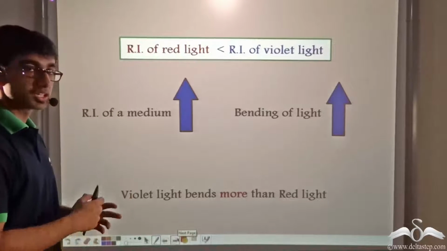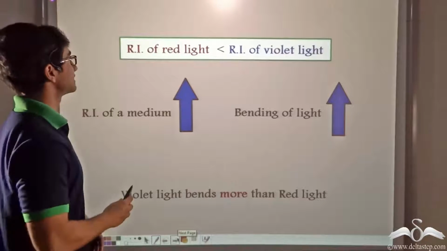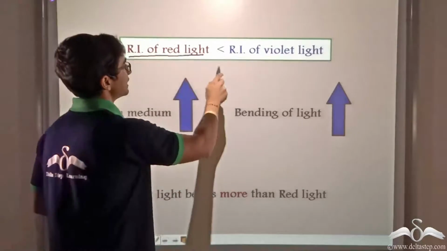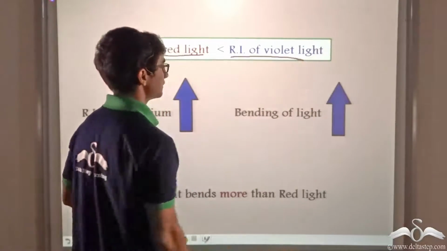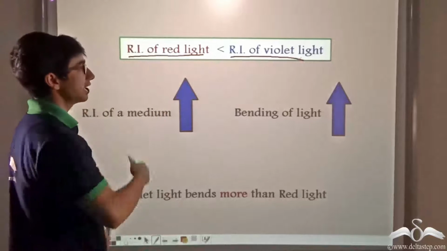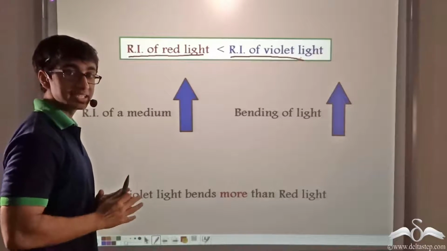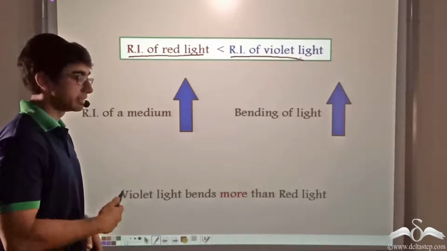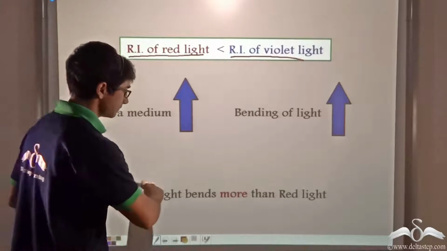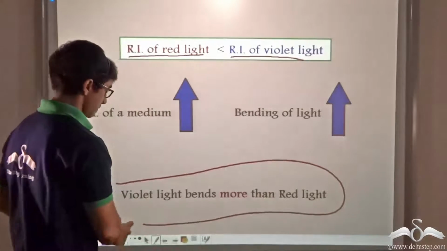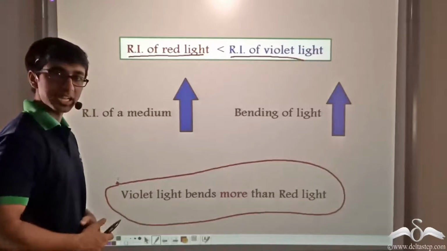So if we come to a conclusion, we can say that since the refractive index of red light is less than that for violet light, the bending of red light will be less than that of violet light, because the bending depends on the refractive index of the medium. And thus we can say that violet light bends more than red light.